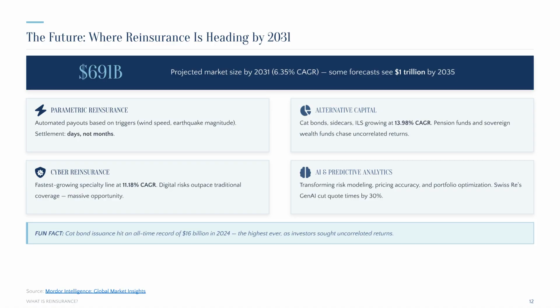This growth will be fueled by innovations like parametric reinsurance, which allows for near-instant payouts, the continued rise of alternative capital, and the integration of AI-driven analytics, which is already cutting turnaround times.